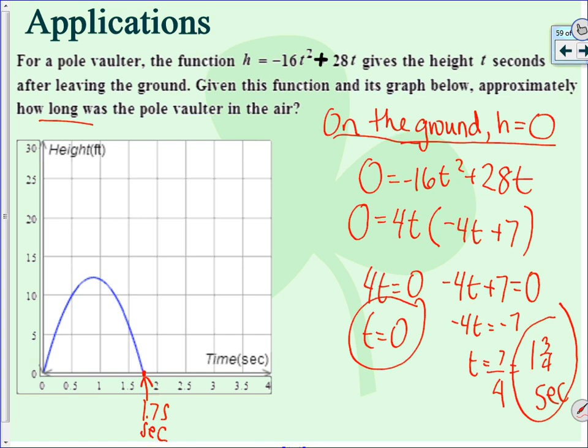But the graph is nice to check your reasoning, because if you have a prediction and then it comes out that way, it feels pretty good. Other questions?